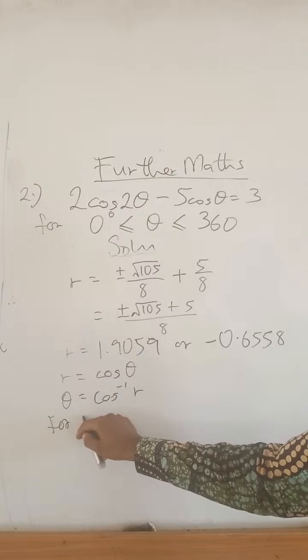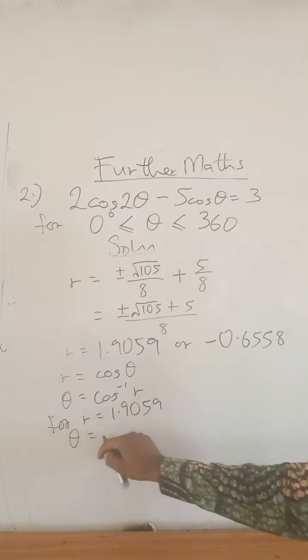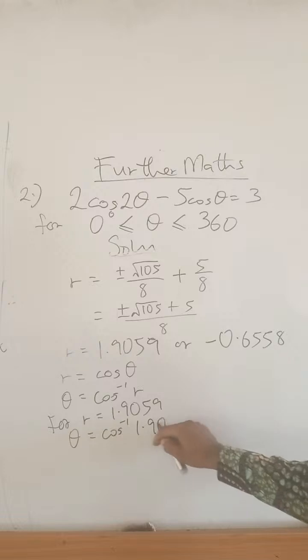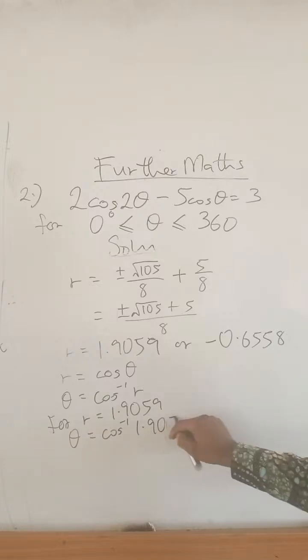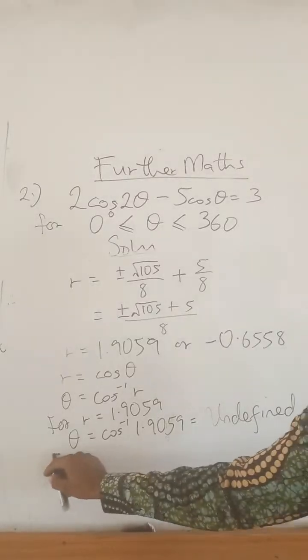Now that means for R equals 1.9059, the cos inverse of 1.9059 will be what? So this doesn't exist, it's undefined. So let's move on to the next.